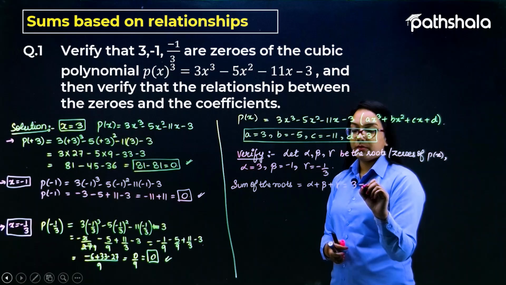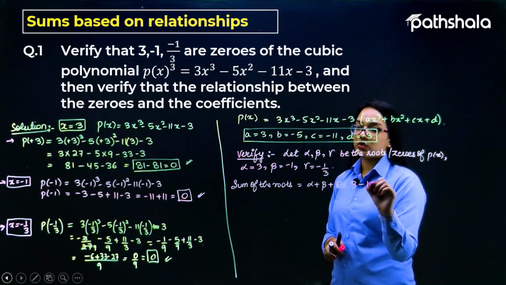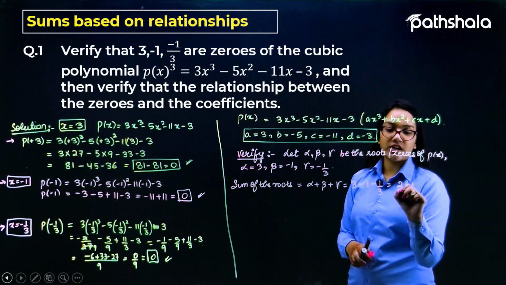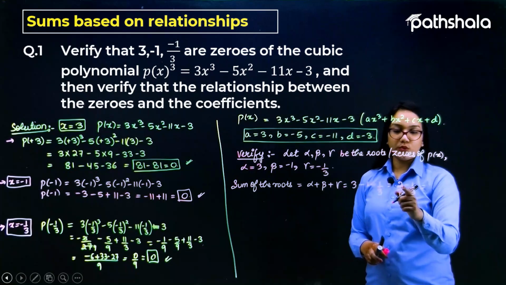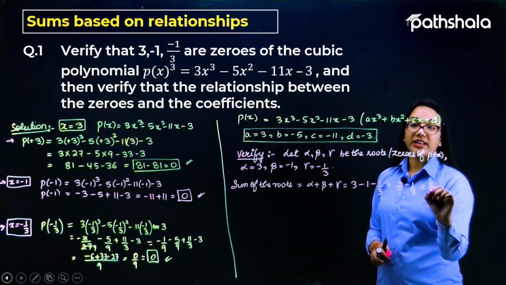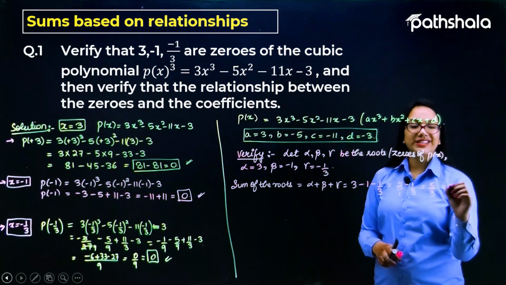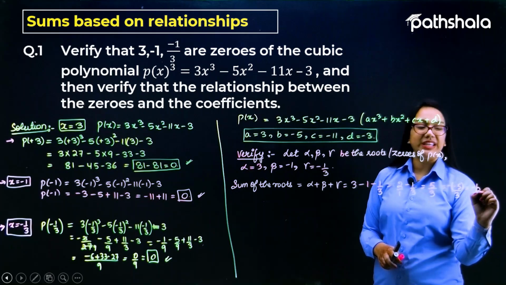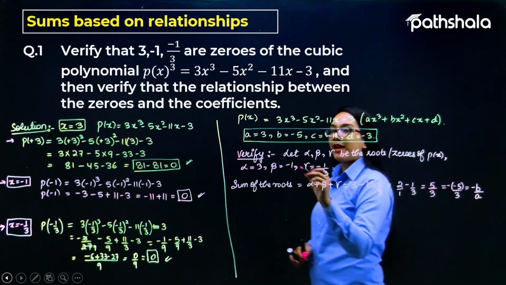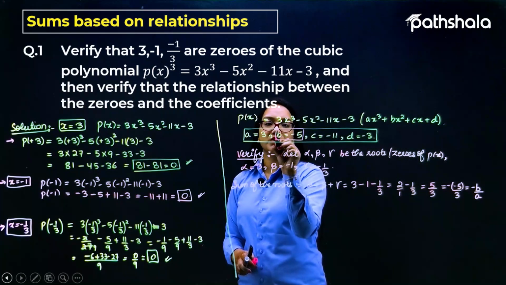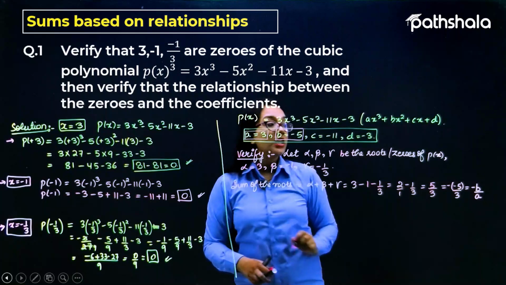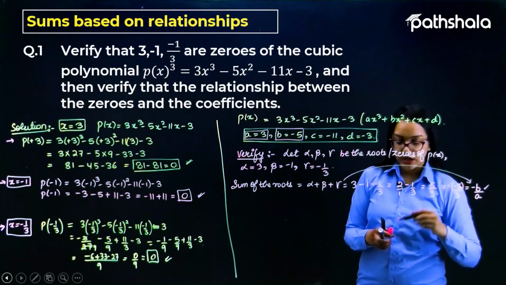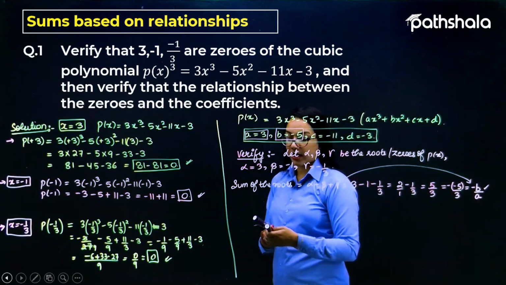It is 3 plus minus 1, so it is 2, minus 1 by 3. Let's just take the LCM. It is nothing but 3 into 2 is 6, 6 minus 1 by 3, that is 5 by 3, and further we can express it as minus 5 by 3, which is nothing but of the form minus b by a, because the value of b is nothing but minus 5 and the value of a is nothing but 3. So hence alpha plus beta plus gamma is equal to minus b by a. The first relationship is verified. LHS is equal to the RHS.